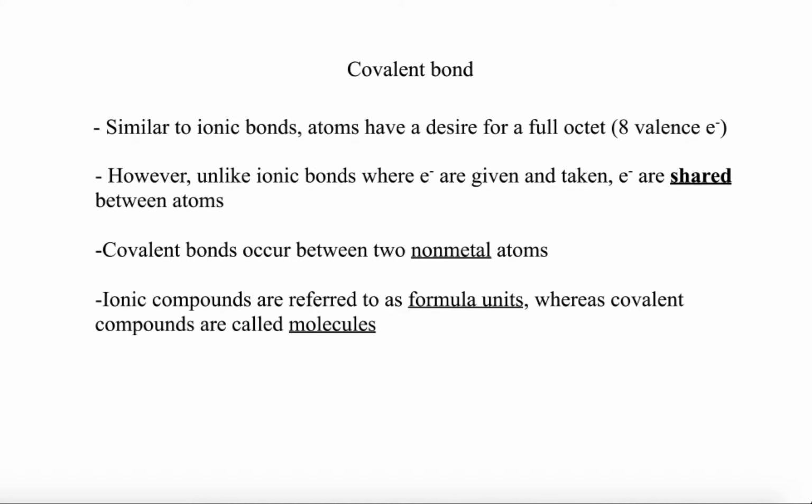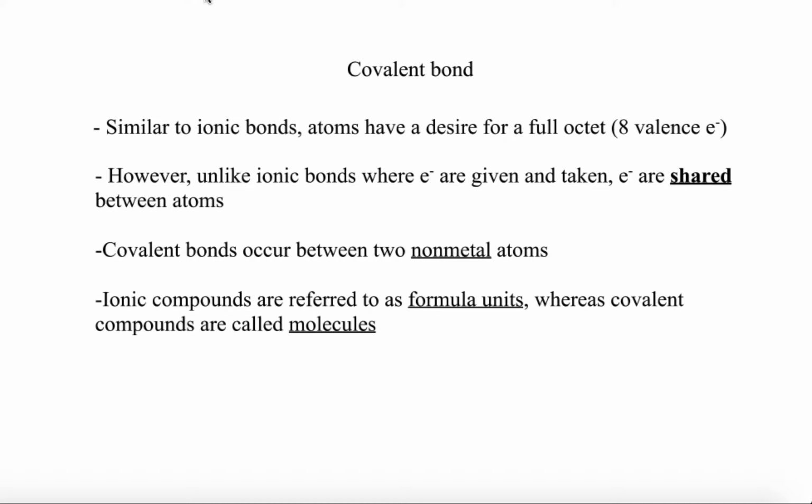Well, with covalent bonds, the idea is still the same. These atoms want to have a full octet, meaning they want to have that full outer shell, so typically 8 valence electrons. However, in ionic bonds, we saw the electrons are actually being given and taken between the atoms, but in covalent bonds, these electrons are being shared between atoms. So it's not like one atom is taking the valence electrons from another one, but rather they're both having ownership of them. I'll talk a bit in a moment about exactly why that happens, but just know here, no electron transfer is happening. Okay, this is all about how the electrons are being shared rather than moved.